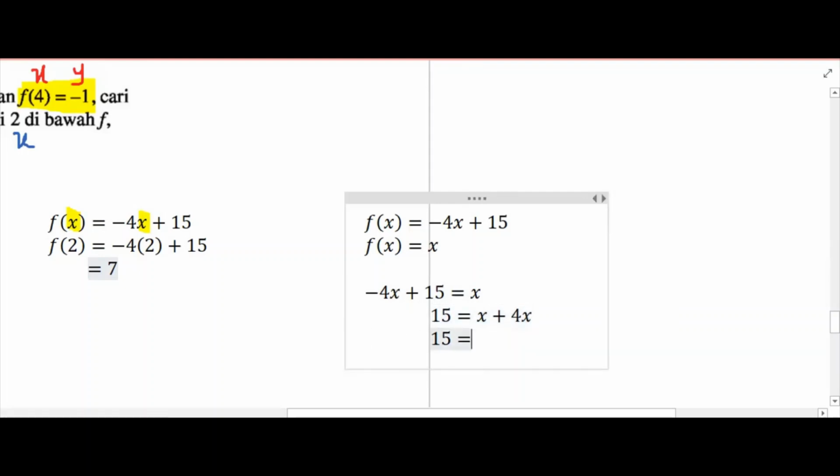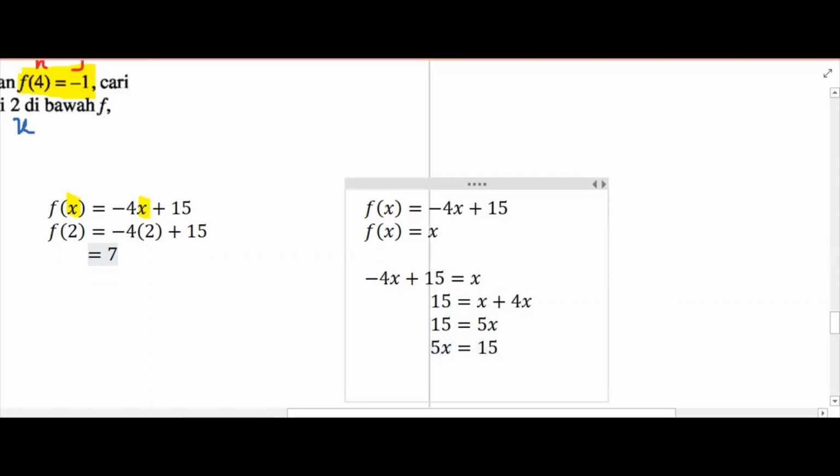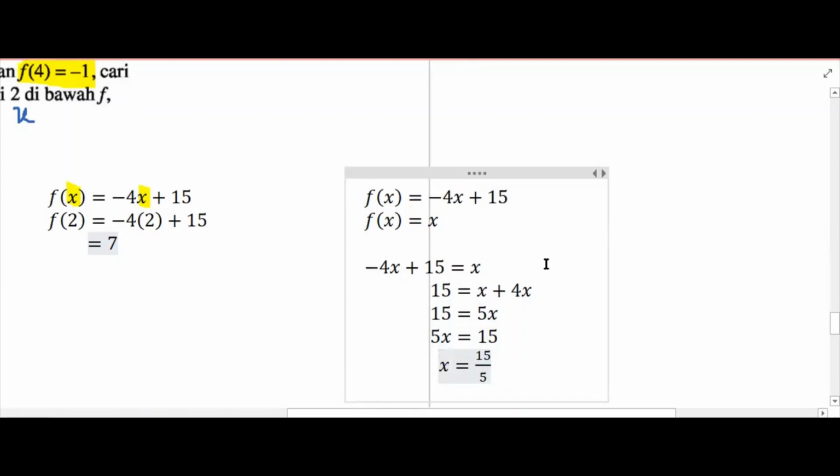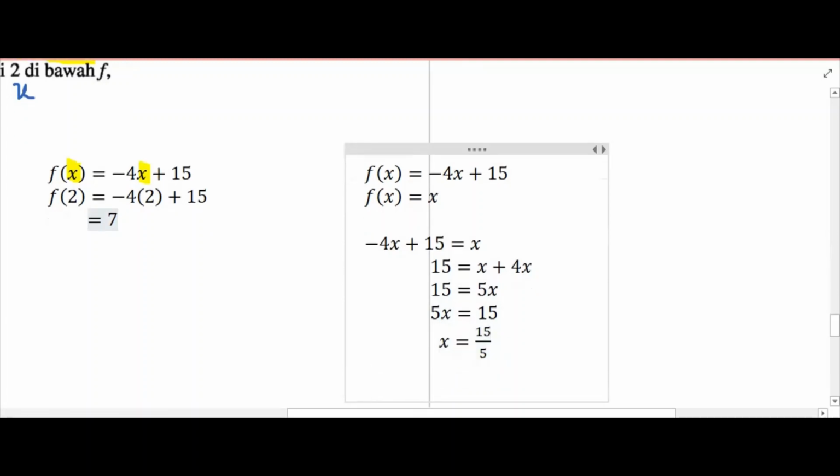So sini negative 4x pindah ke kanan jadi positif 4x. Okay, so here 15. X plus 4x is 5x. 1 tambah 4, 5. Okay, so 5x is 15. 1x is 15 over 5. 15 bahagi 5. Jadi berapa? Jadi 3.